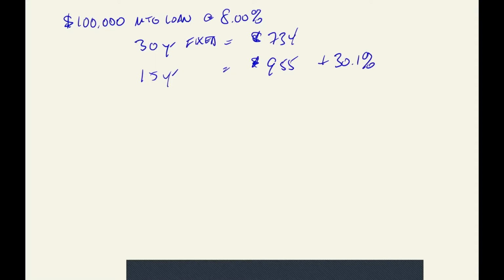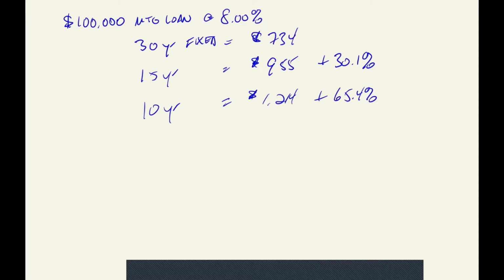Now, if you wanted to pay it off in a third of the time, let's say in 10 years, you'd have to take your payment up to $1,214. That's an increase of 65.4%.